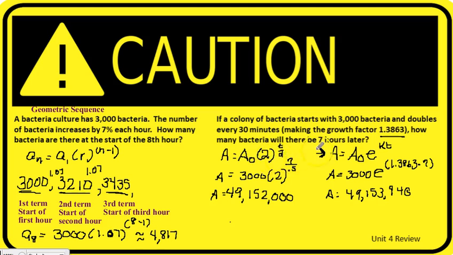So the answers are close, but again, there's a little bit of error introduced when I round this. And so that's why they're slightly off. If I would have used an exact and precise value for this, I would have also gotten the 49,152,000. So if it's presented to you this way, you can use either method. But if you're told the doubling time only, then you want to use the doubling formula. If you're told that it's continuous growth, or you're told the growth factor, then you want to use the continuous growth formula. If instead you're just told the change each hour, then you want to set it up as a geometric sequence.